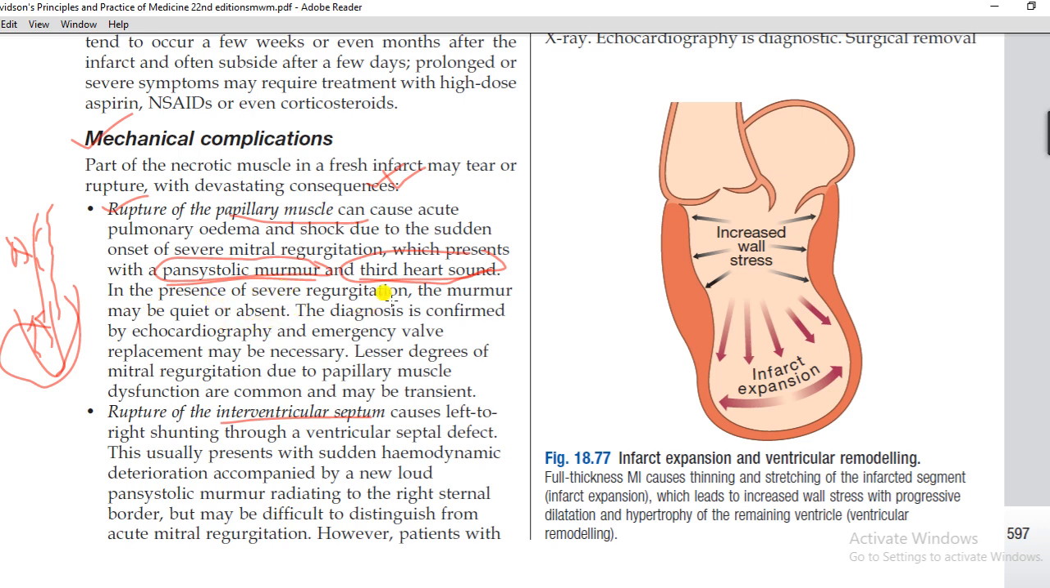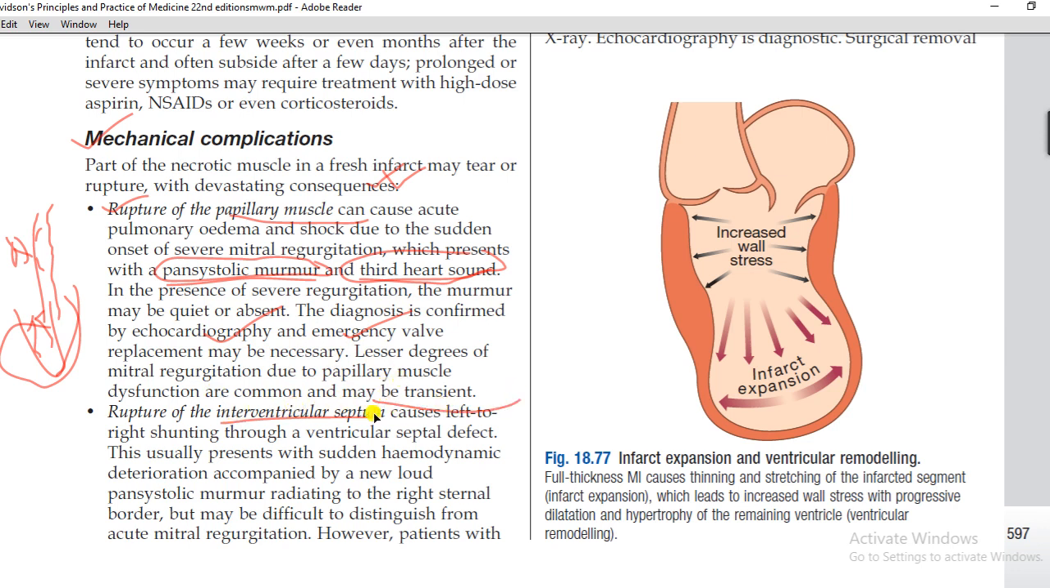In the presence of severe regurgitation, the murmur may be quite absent. Okay, so a pansystolic murmur and third heart sound are heard on clinical examination, but in severe regurgitation the murmur may be absent, which makes it more difficult and dangerous. The diagnosis is confirmed by echocardiography, and emergency valve replacement may be necessary. Lesser degrees of mitral regurgitation due to papillary muscle dysfunction are common and may be transient.